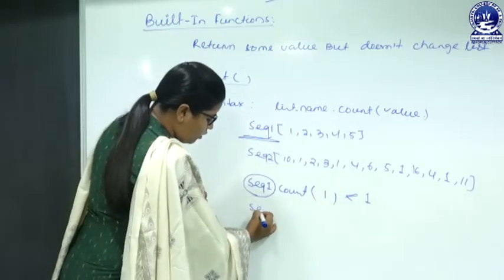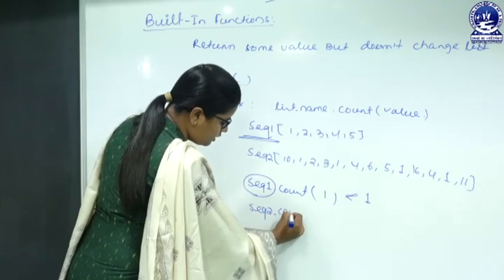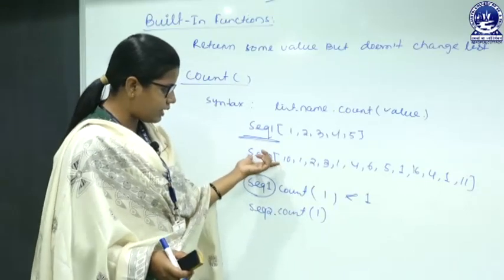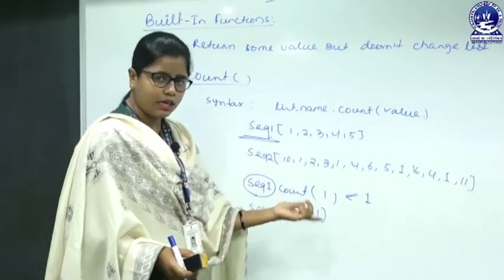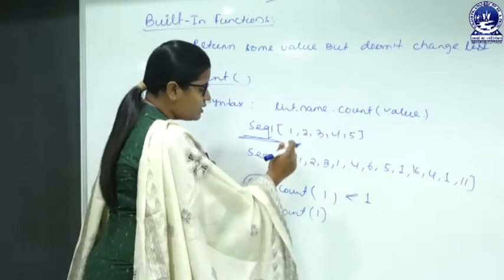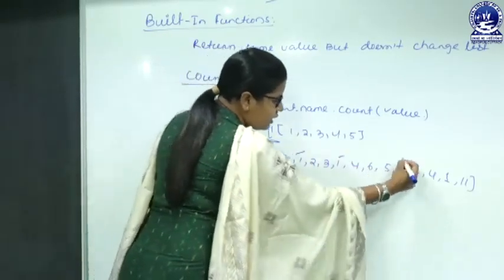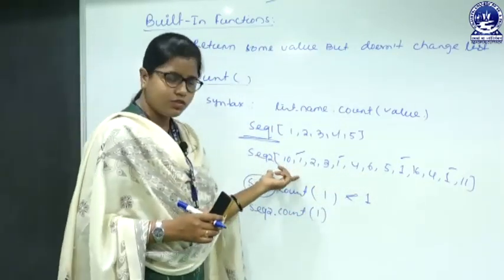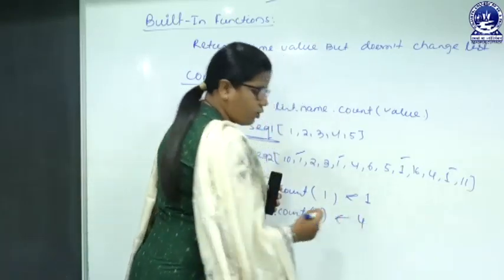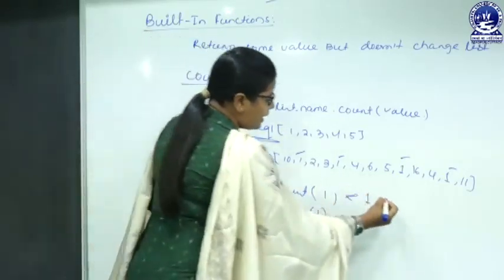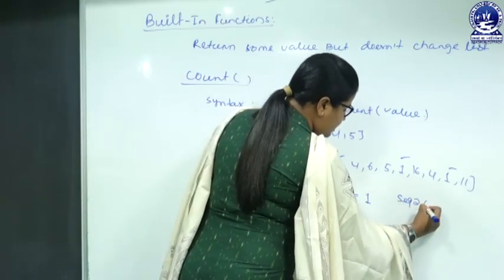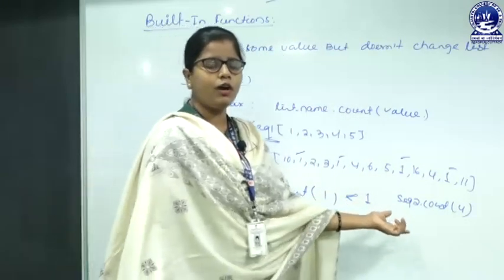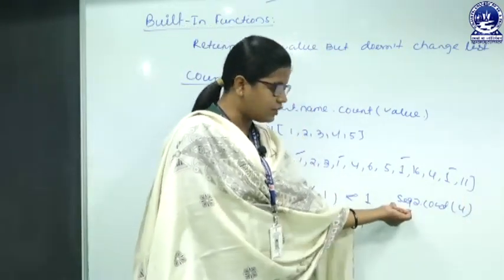If I go for sequence 2 dot count of 1, this will check sequence 2, the second list, and count the occurrences of 1 there. So how many 1s are there? This one, this one, this one and this one. That means 1 occurs 4 times in sequence 2. So this will return 4. Suppose I write here sequence 2 dot count of 4. This will return how many times 4 occurs in sequence 2.